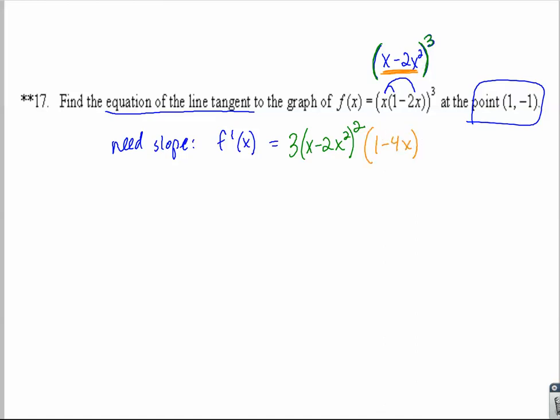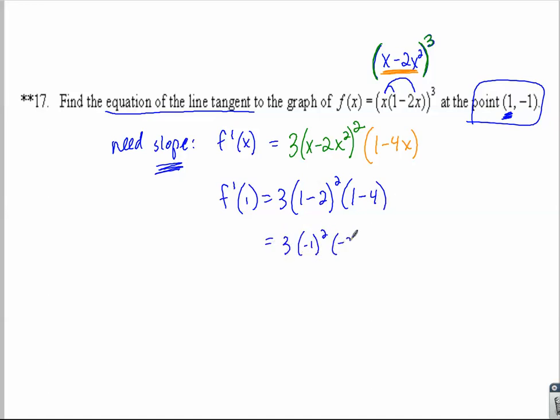Now remember, our goal for finding the derivative is finding the slope. So now we're going to plug in, without simplifying, our x value of 1 into the derivative. 3 times 1 minus, plug in 1 there, that makes 2. 1 minus 2 squared, 1 minus, plug in 1 there, 1 minus 4. Negative 1 squared, negative 3, looks like we're getting negative 9. That's our slope.